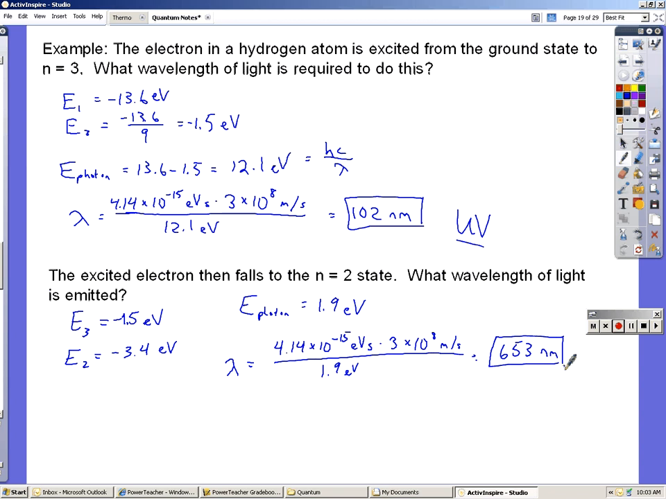Next time, we're going to try to explain why it is that only certain photon energies or certain electron energies are allowed.